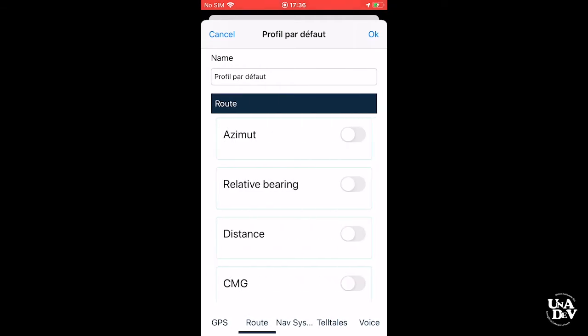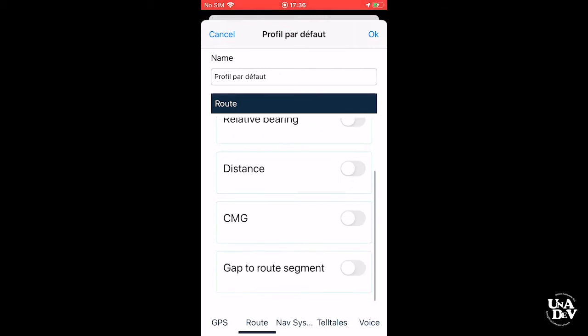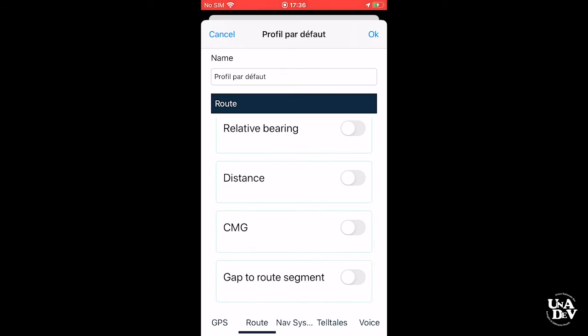On this page, you can enable or disable 5 types of information. In order from top to bottom, these are azimuth, relative bearing, distance, CMG, and gap to route segment.